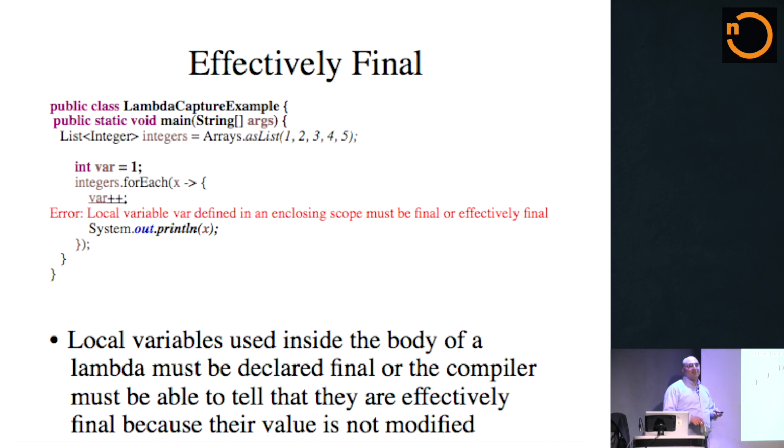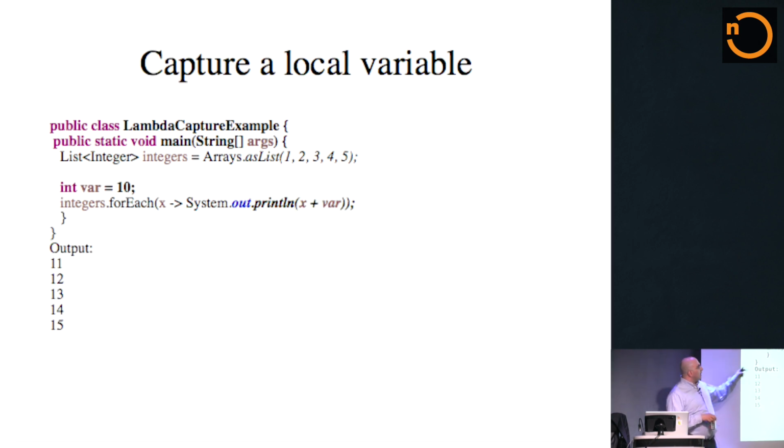Same for anonymous inner class. It says the local variable var defined in an enclosing scope must be final or effectively final. So what the compiler is saying here is, hey, nobody changes the value of var. It's as if you had typed the word final in front of it. But since you didn't, I'm not going to make you go back and type it. I'll just infer that it's actually final.